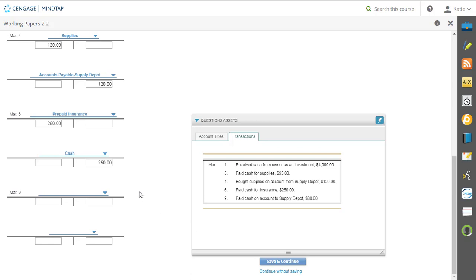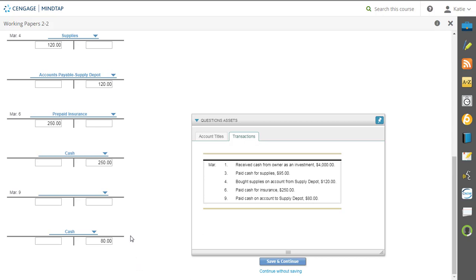March 9th. Sabrina, paid cash on account to Supply Depot. What's one account that you hear? Cash. So Sabrina, do we have more cash or less cash because of this transaction? Less cash. Cash is what type of an account? So it has a debit normal balance, but we're not making cash go up, we're making it go down. So we have to put cash second. And I'm going to put it there for $80 because we always do our debit first.